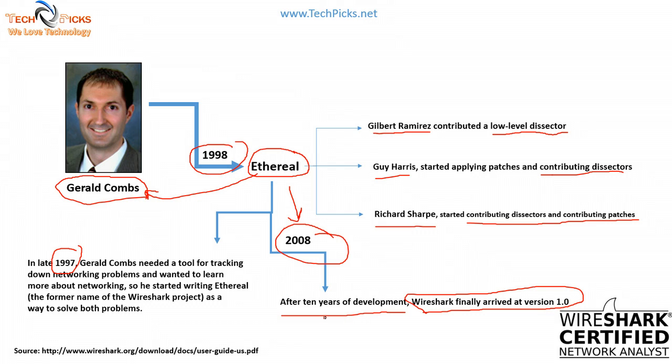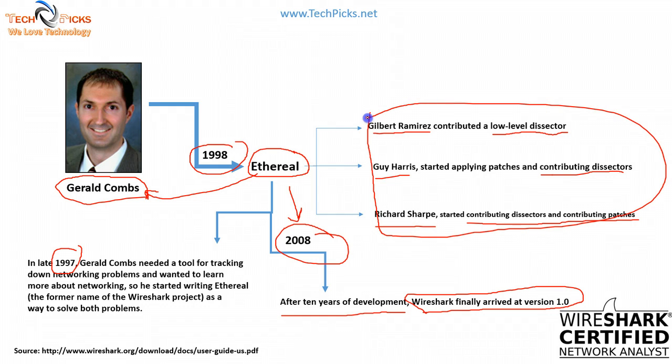And now there are many people contributing to Wireshark, thousands of people making patches and dissectors and everything else. So it's not only 3 or 4 people. This is the story of how it started: Gerald Combs made Ethereal in 1998, and got help from Gilbert Ramirez, Guy Harris, and Richard Sharp. Then in 2008, 10 years after Ethereal was founded, Ethereal became Wireshark and arrived at version 1.0.